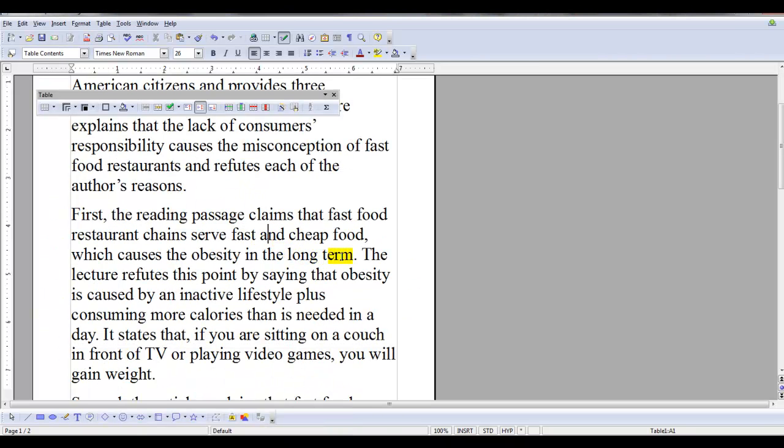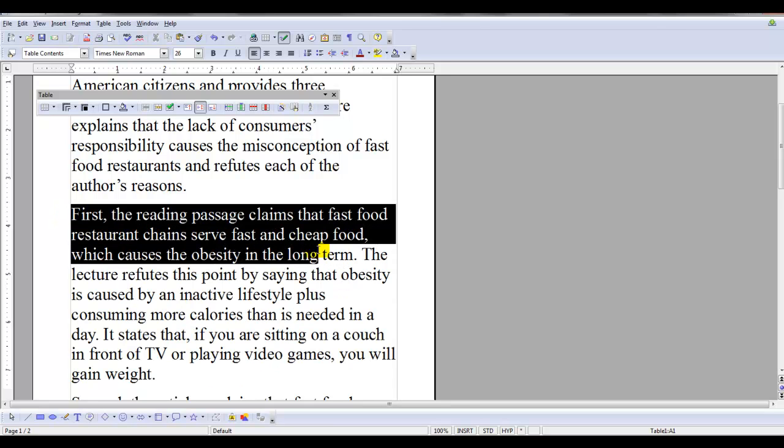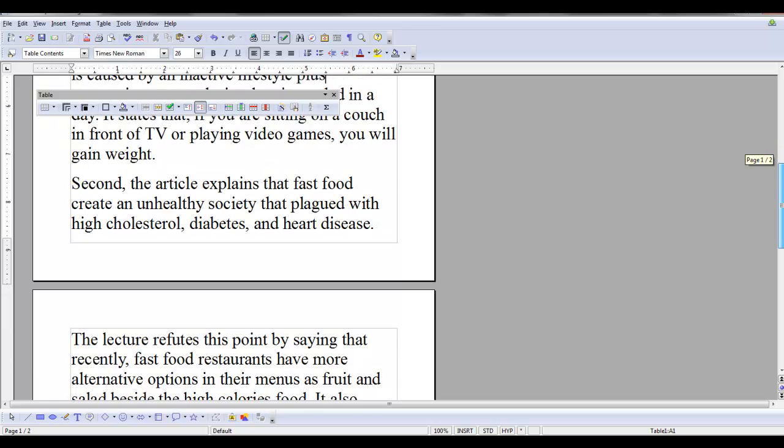Maybe you went a little bit too quickly. If you notice here, this is how much information here you've devoted to the lecture, and this is how much information you devoted to the reading. You want to balance it a little bit more. So approximately half of your paragraph should deal with the information in the reading, and then half of your paragraph should deal with the information in the lecture.